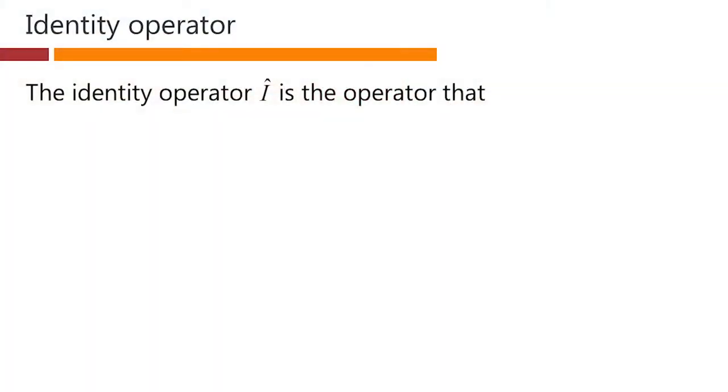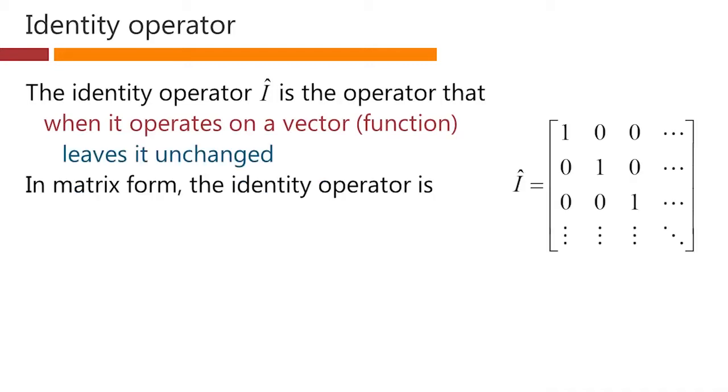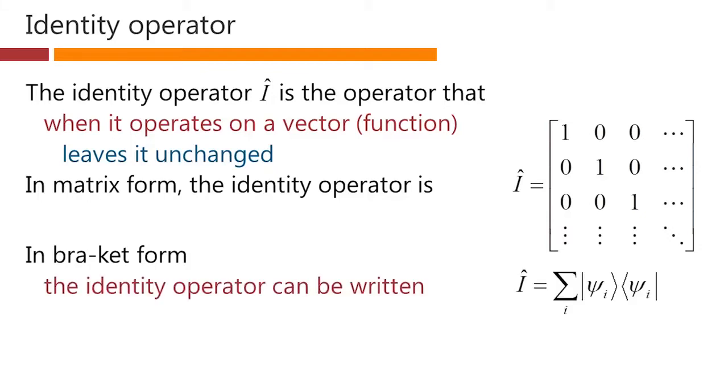The identity operator, which we typically write with a letter I with a hat on top of it, is the operator that, when it operates on some vector or function, leaves it unchanged. In matrix form, the identity operator could be written as follows, with 1s all the way down the diagonal and 0s everywhere else. In bracket form, we're going to propose here that this identity operator can be written in the following form.